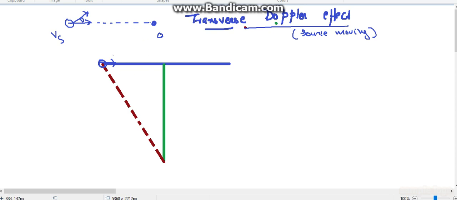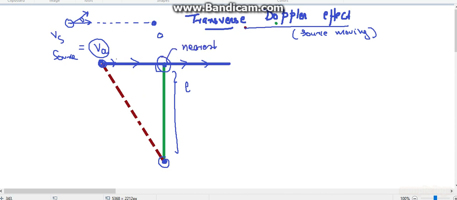What happens? Now here we have the velocity of source, VA, and it is in this direction. There is a listener who will be at distance L if you drop a perpendicular to the motion of the source. Now we want to find the frequency when the source is approaching the observer and is nearest.